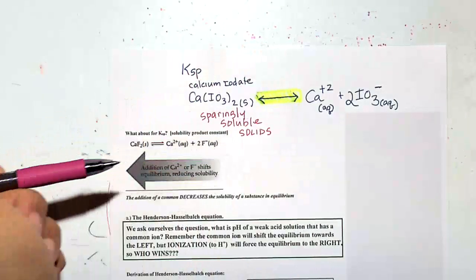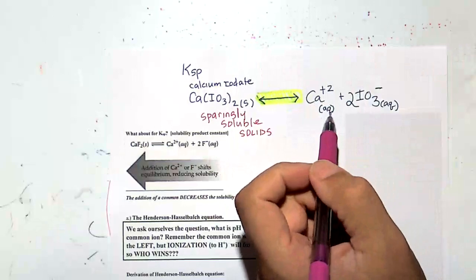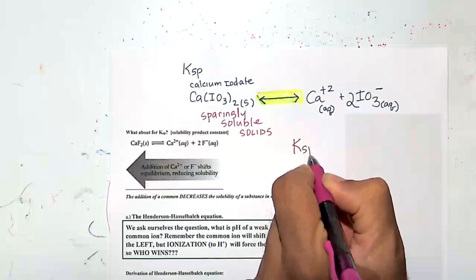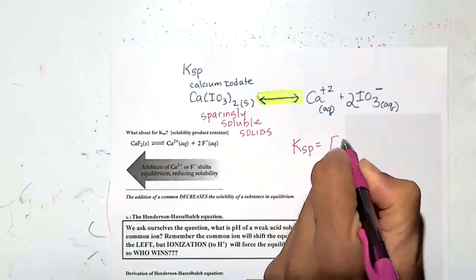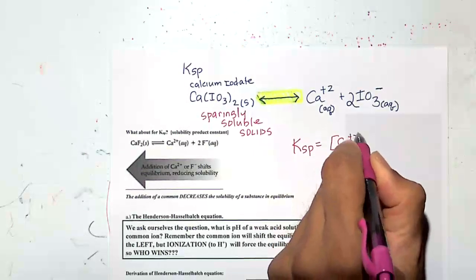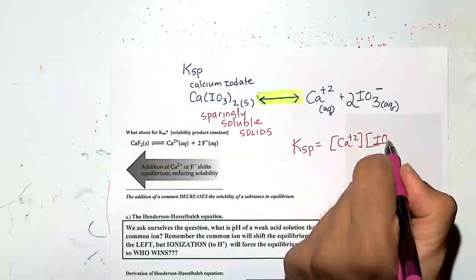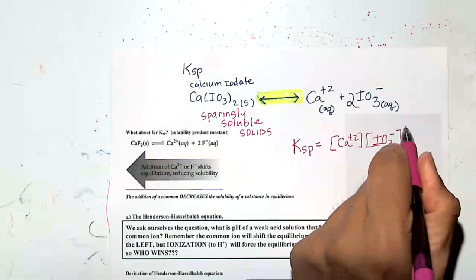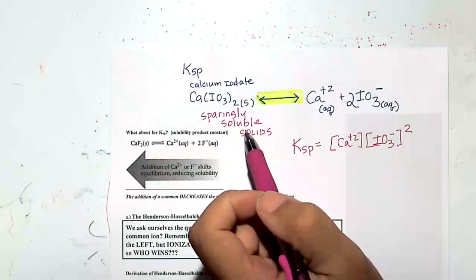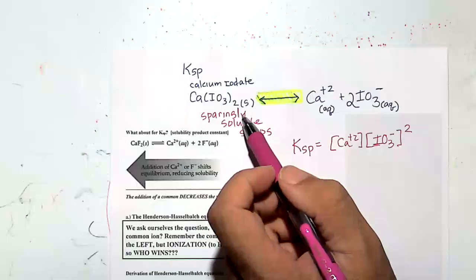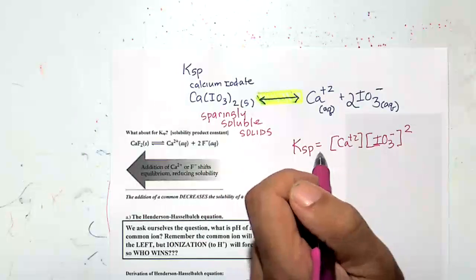So sometimes the solid can go back into its ions. This is Ksp. So what is the expression for Ksp? Products over reactants, but we don't put a solid in there. Why do we not put a solid? Because solids do not go into the equilibrium. All right, so this has some value.